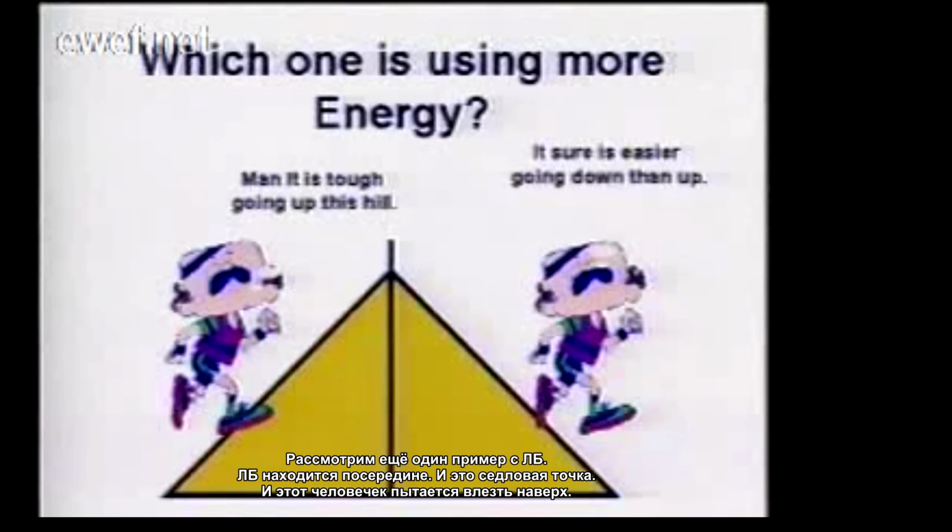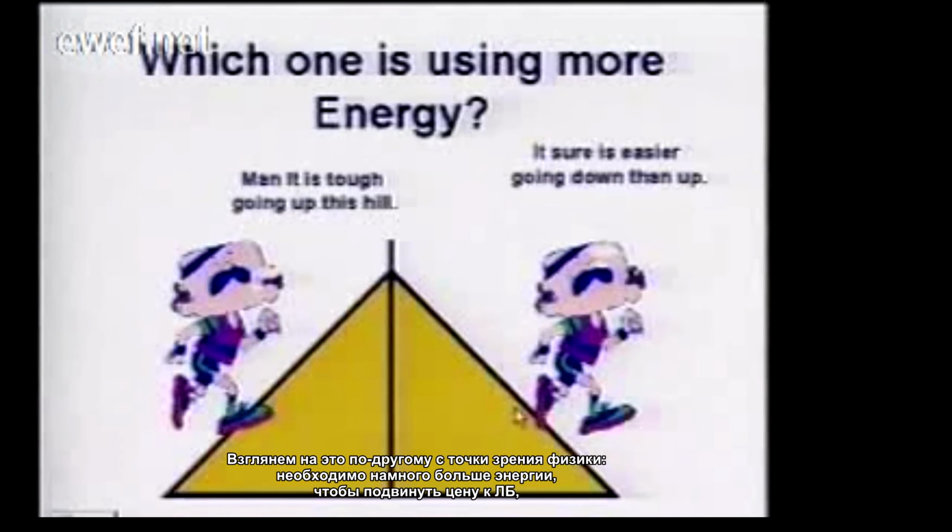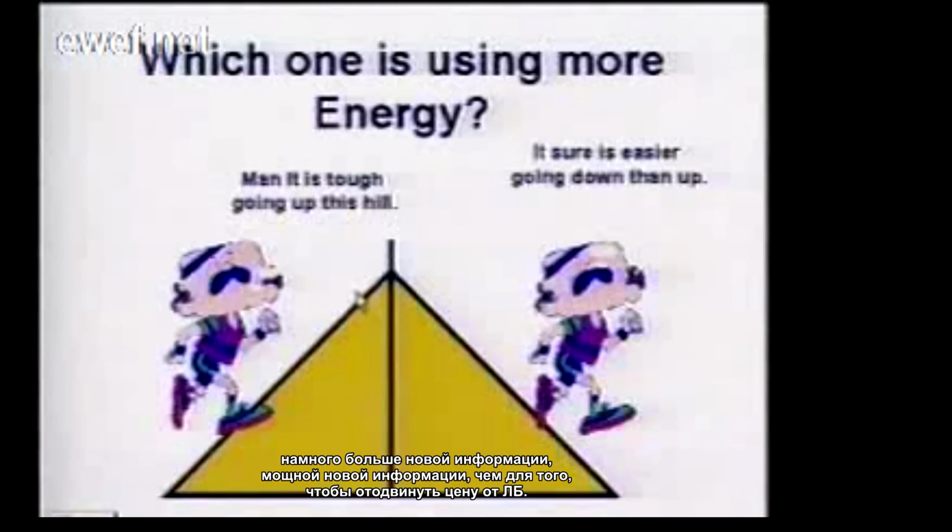Let's take another example. Here we go with the balance line again. The balance line is in the middle, and this is the saddle point, and this guy is trying to go uphill. It's going to be tougher for that guy to get uphill than it is for this guy to go downhill. Another way of putting that from a physics standpoint is it takes much more energy to move the price toward the balance line, much more new information, stronger new information, than it does to move the price away from the balance line.